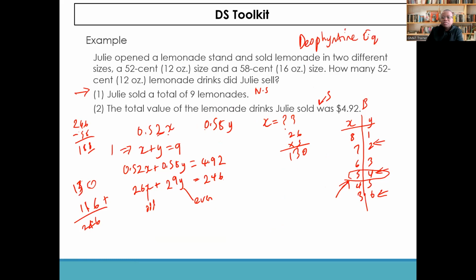Equations. Go read more about it. Diophantine equations, these are equations which only have one solution. They have two unknowns, but only have one solution.